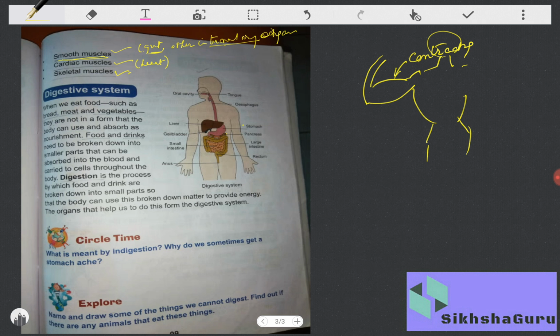When this is contracting, the other one is relaxing. So two opposite functions of muscle. This is called an antagonistic pair. This is beyond the scope of your syllabus, so just remember it. You did not study these things now.